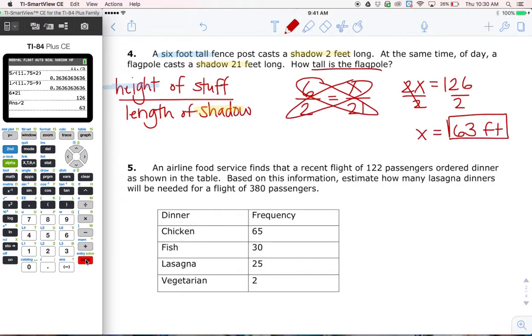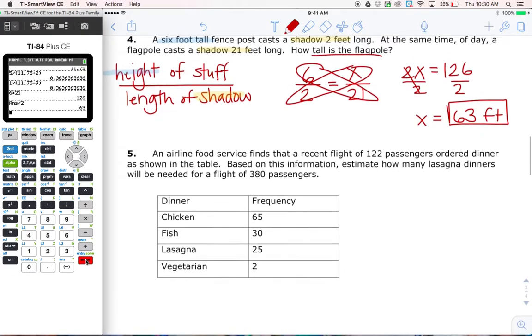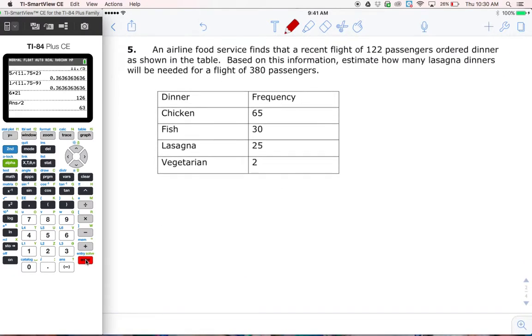All right. Last but not least, here we go. Problem 5. An airline food service finds that a recent flight of 122 passengers ordered dinner as shown in the table. Based on this information, estimate how many lasagna dinners will be needed for a flight of 380 passengers. So we're looking at lasagna dinners, right? Okay. So what two things are being compared in this problem? Looks like we're comparing the number of passengers with the number of lasagna dinners people want.